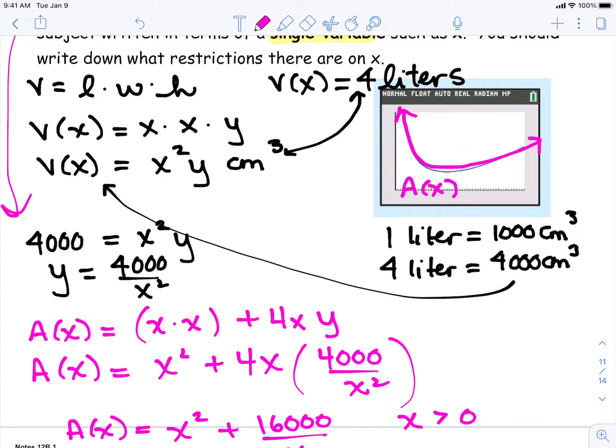So we want to make sure that x value is greater than 0. If it's less than 0, then it's not existing, a flat piece of paper, it doesn't exist.